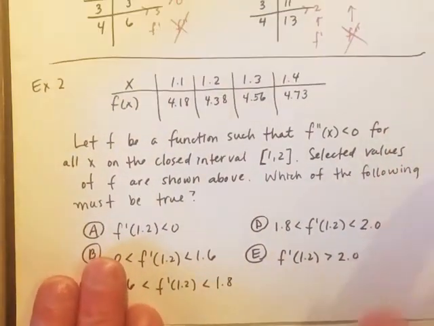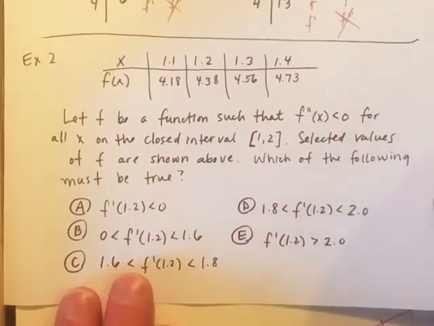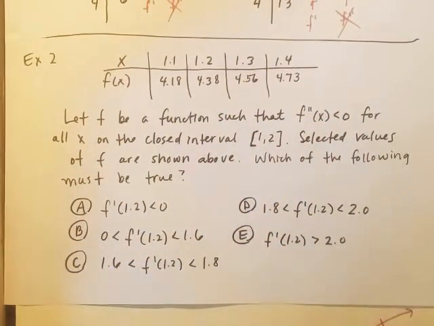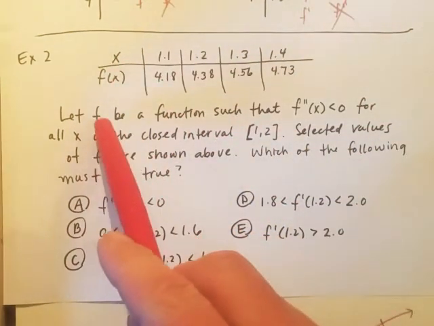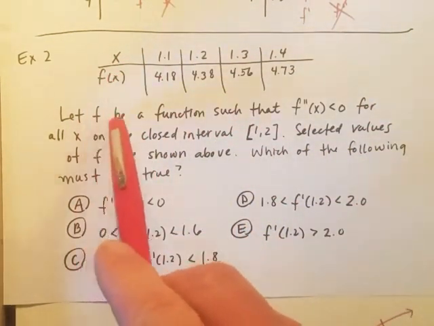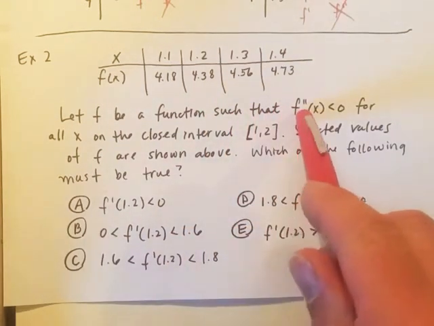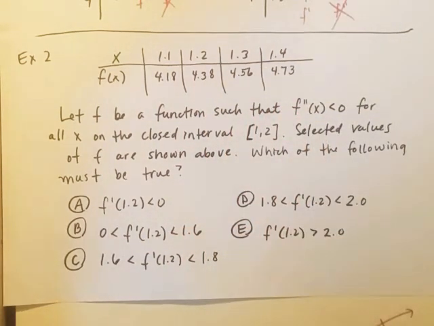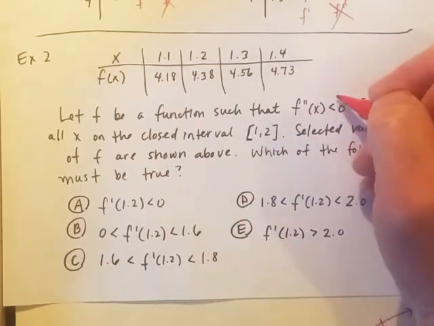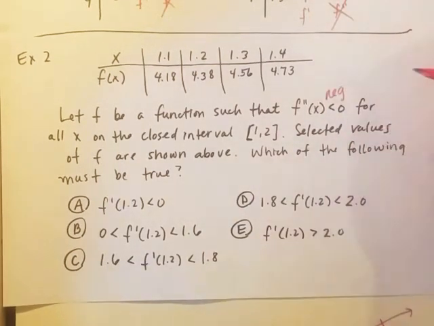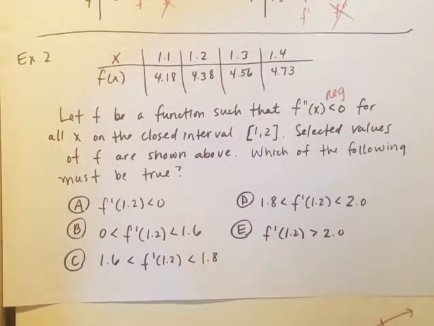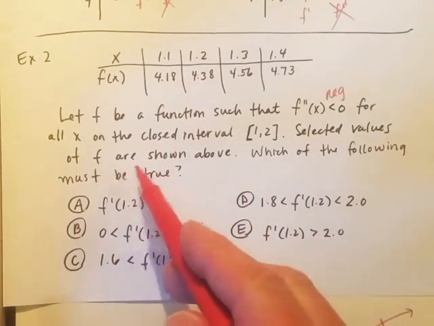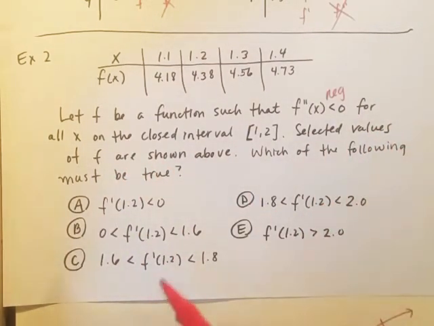All right, example 2. Let's see how this one is maybe similar or a little bit different. In this case, we are once again given the table of x and f of x, and we are being asked questions about f of x again. So let f be a function such that f double prime of x is less than 0. So that's its second derivative has to be negative, right? Remember, less than 0 just means it has to be a negative number, for all x on the closed interval from 1 to 2. So we're just including x's from 1 to 2. Selected values of f are shown above. Which of the following must be true?